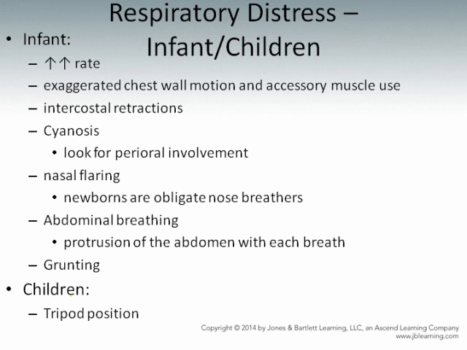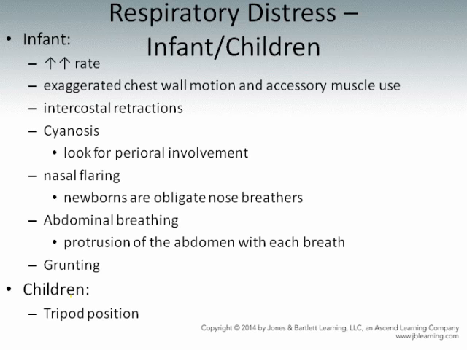Infants present in a different way than children do, and than the elderly. The infants may be cyanotic. They may have nasal flaring, and once you see that, you really see it. They have abdominal breathing. They have grunting. They have an increased respiratory rate.